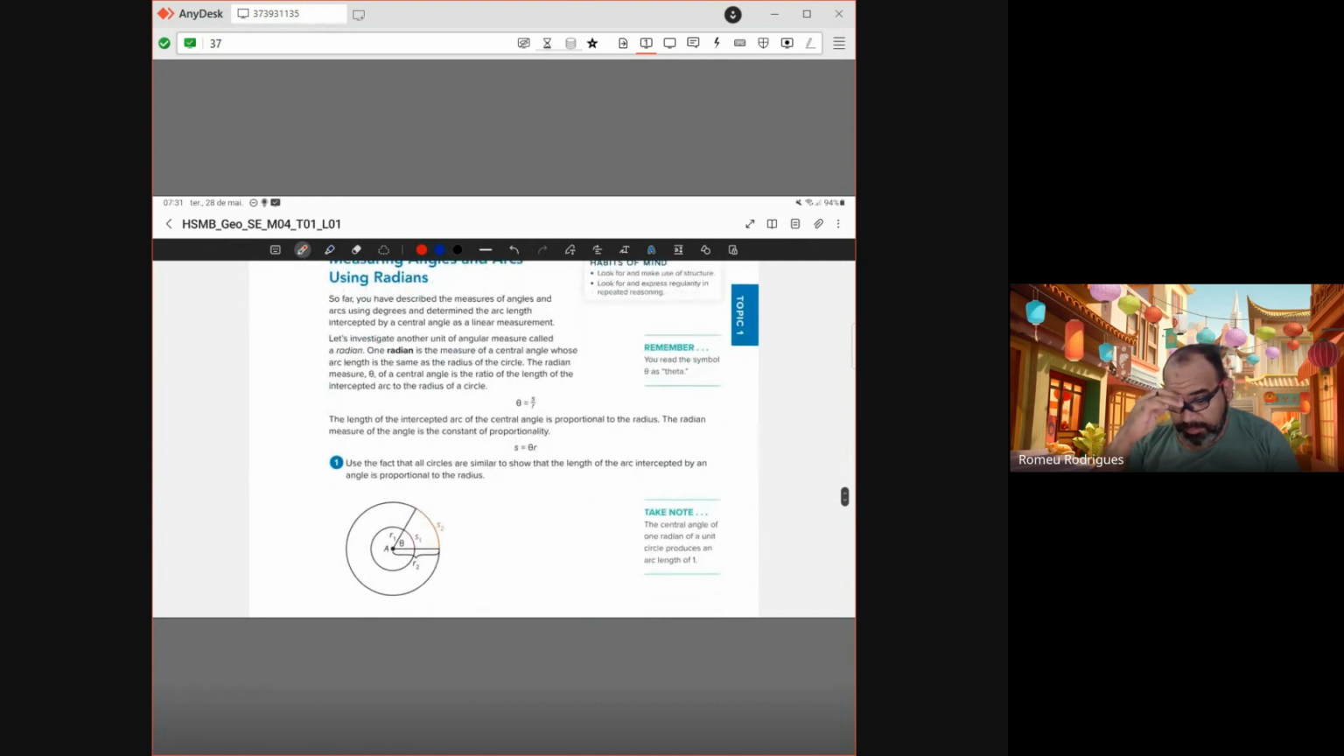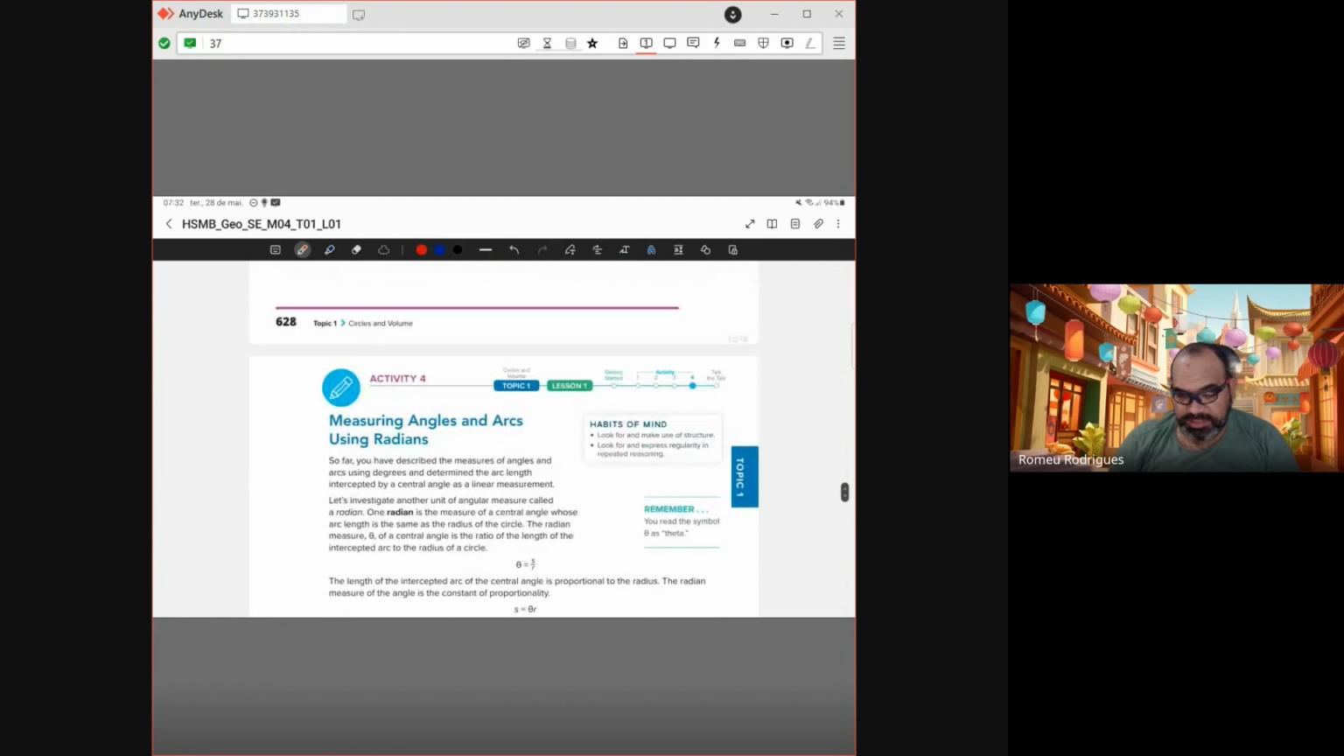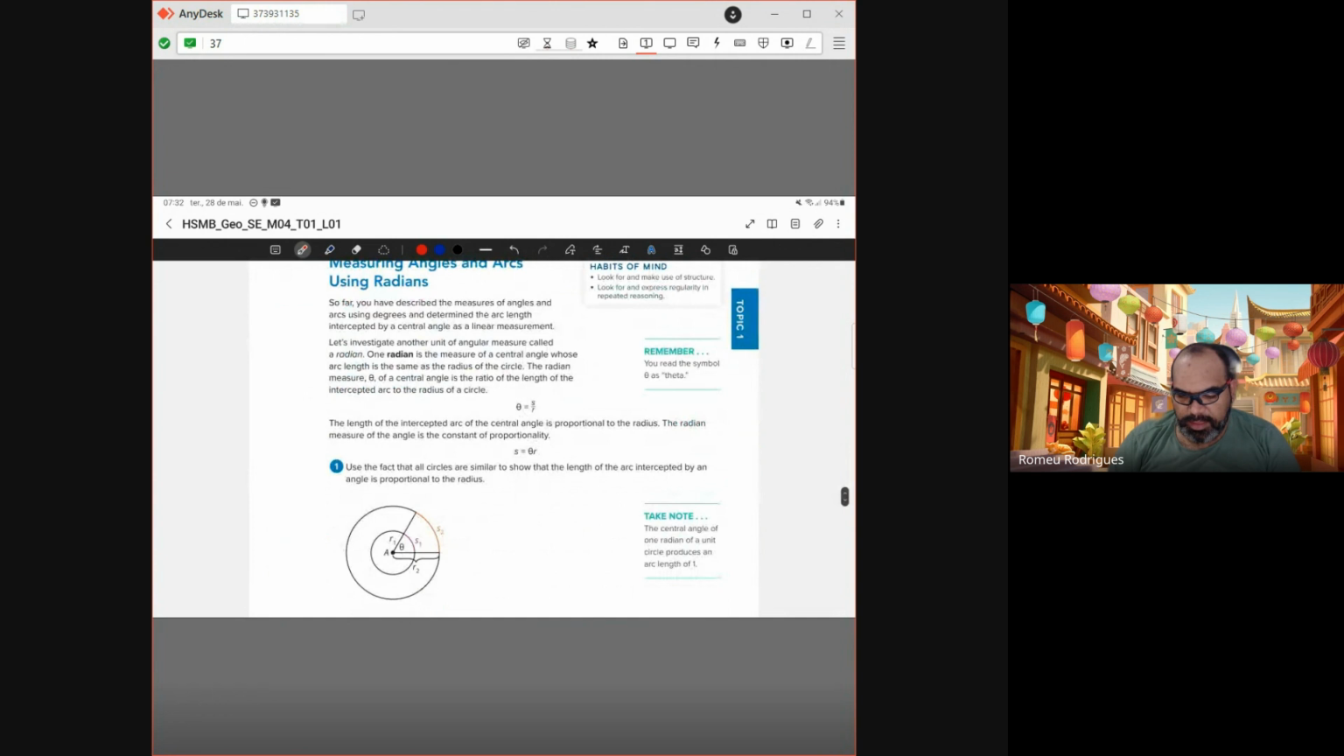Okay. One radian is the measure of a central angle whose arc length is the same as the radius of the circle. The radian measure theta of a central angle is the ratio. Next page. Okay, guys, sorry, my bad. Page 629. The radian measure theta of a central angle is the ratio of the length of the intercepted arc to the radius of the circle, which is the section divided by the radius. Great. Or this section is theta times radius.